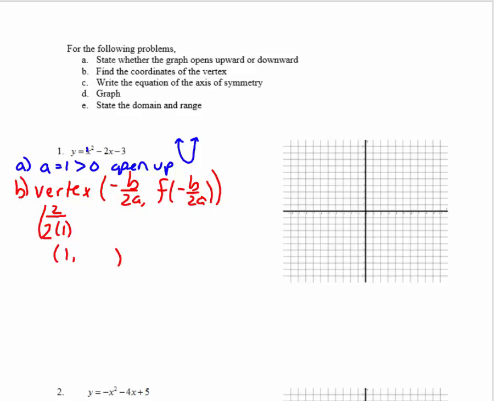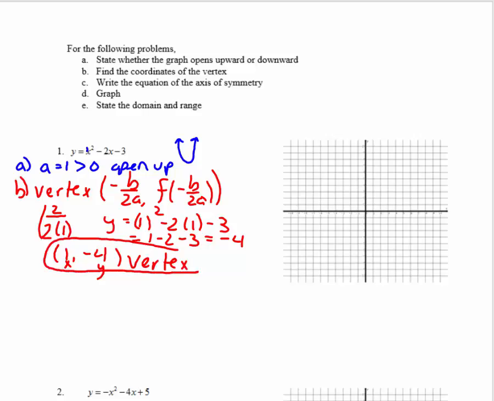Now we need to find the y part. And how do we do so? By plugging in x being 1. So y is going to equal 1 squared minus 2 times 1 minus 3. 1 squared is 1. Minus 2 minus 3 is going to turn out to be a negative 4. And that's the y part of the vertex. So my vertex is 1, negative 4. So let's go ahead and plot that. 1, negative 4.